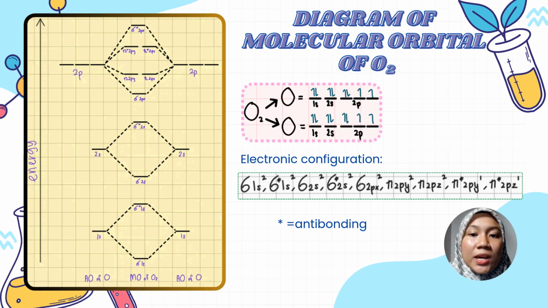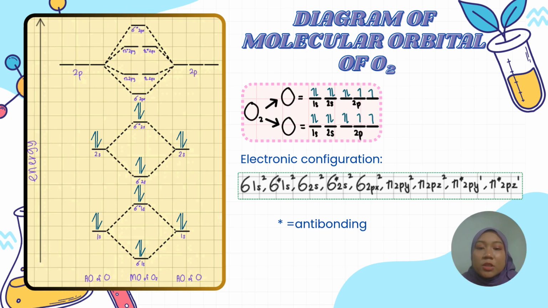Since 1s and 2s of both oxygen atoms have the same total electrons, which is 4, we fill in the electrons for 1s and 2s the same. So for 1s and 2s, 1, 2, 3, 4. So the total is 4. Next, we fill in sigma 1s as well as sigma 2s, 1, 2. And another 2, we fill in sigma star 1s as well as sigma star 2s, 3, 4. So that completes 4 electrons.